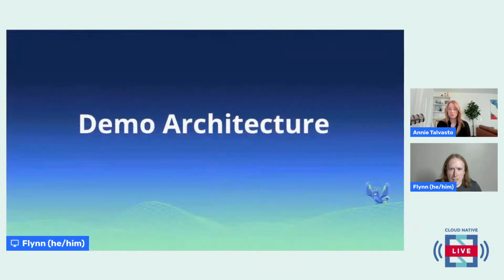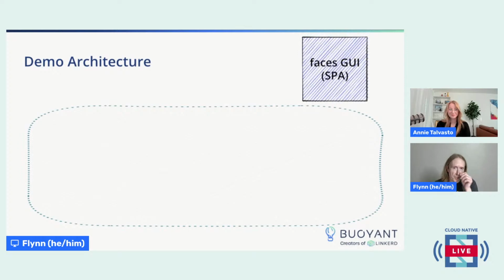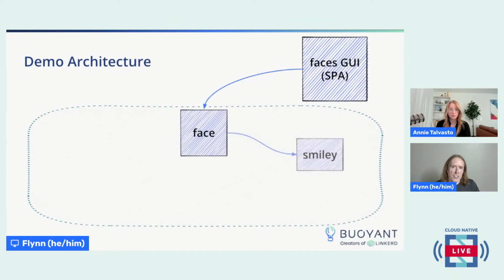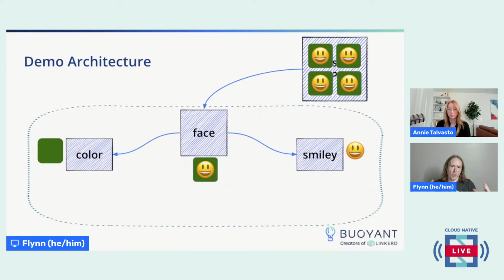Okay. It is now time to talk about the demo. The demo architecture we're going to use is the typical Faces thing that y'all have probably seen if you've seen me on any one of these, where we have a GUI, which is a single page web app that talks to a workload called face. Face talks to a workload called smiley and a workload called color. The smiley workload is supposed to return this grinning face, and the color workload is supposed to return the color green. The face workload puts the two together and hands it back to the GUI, which should show you a nice grid of grinning faces on green backgrounds.